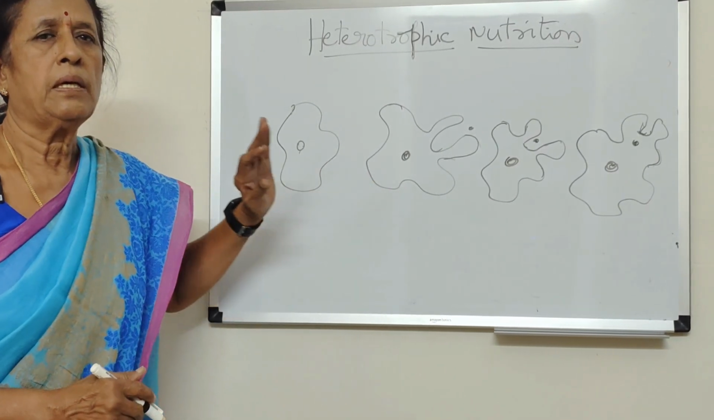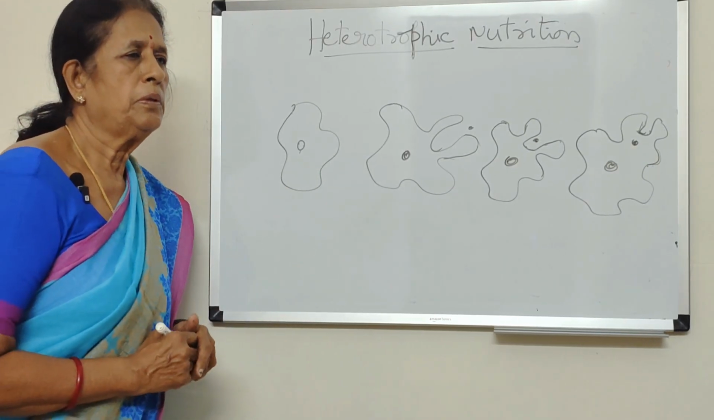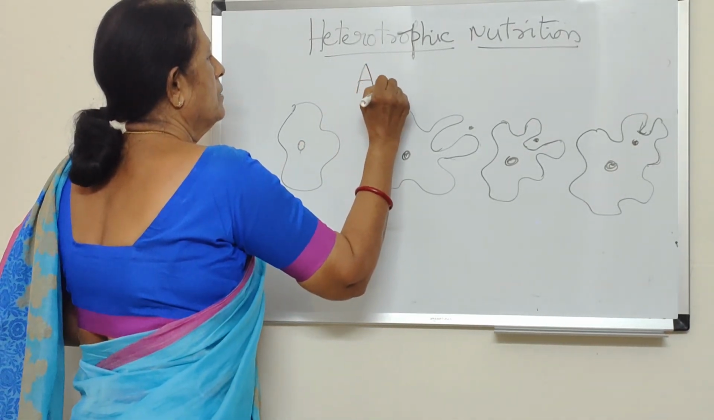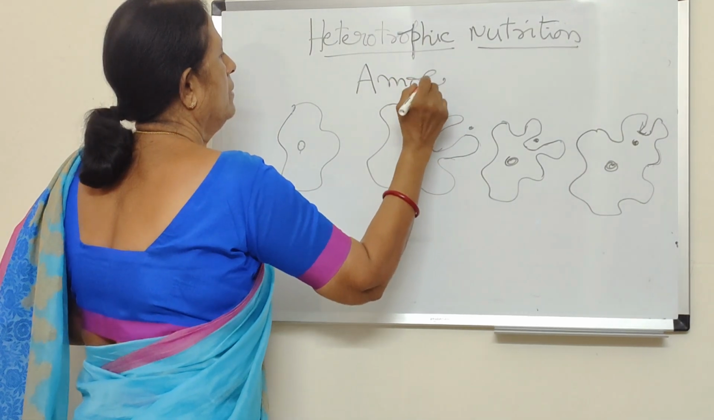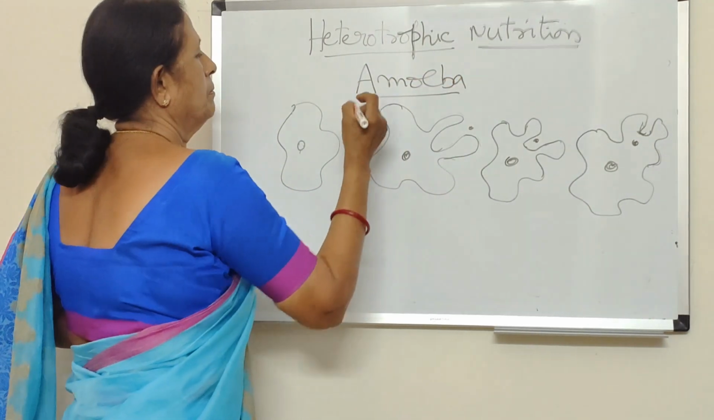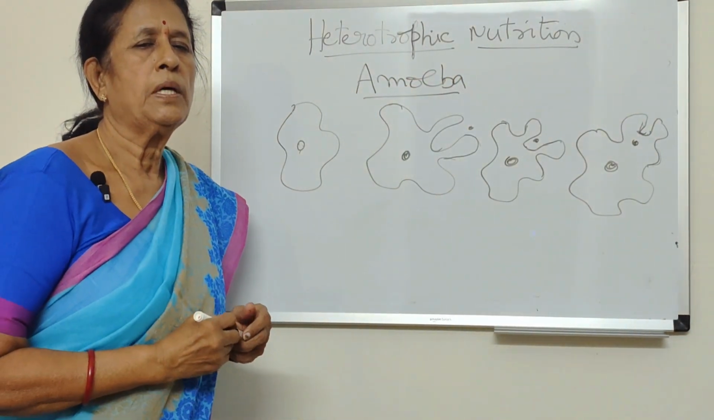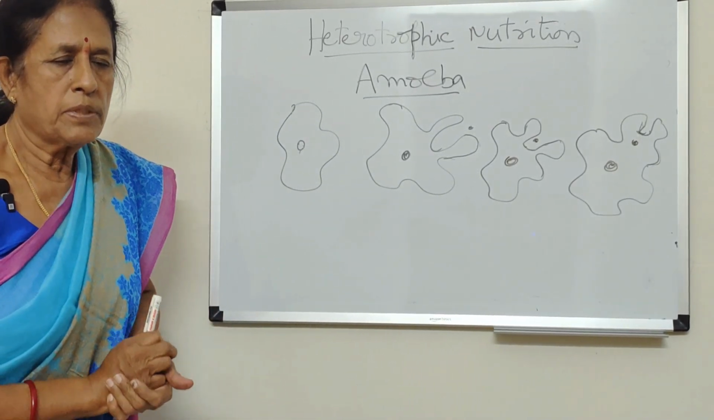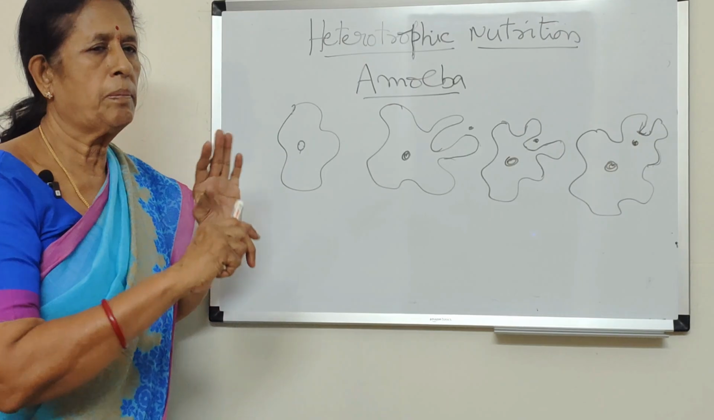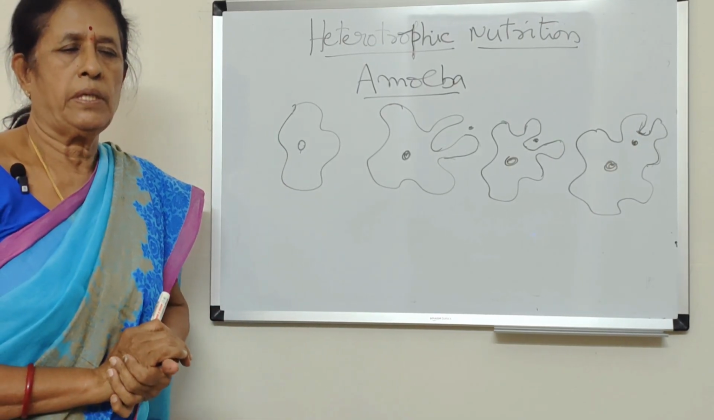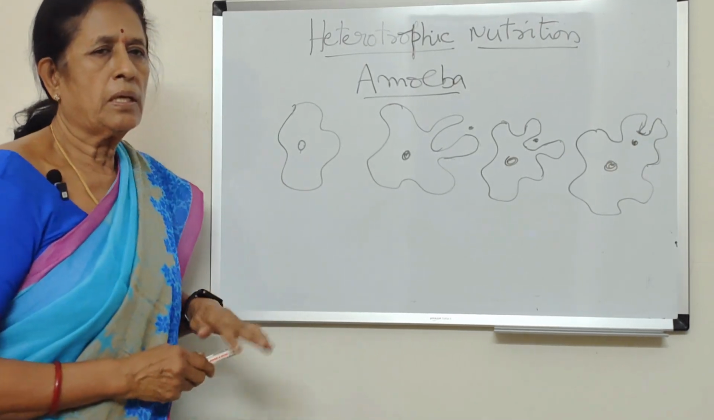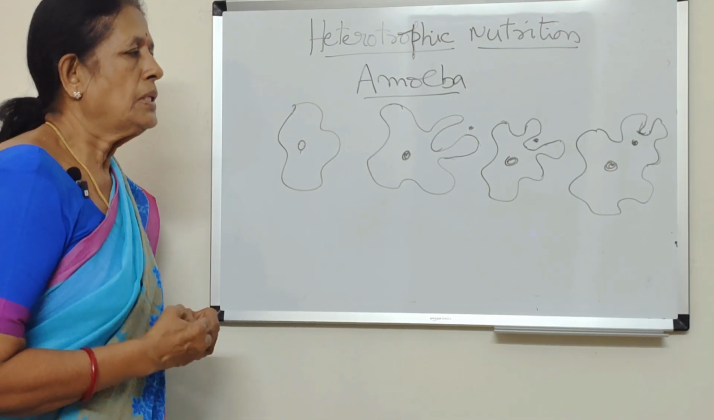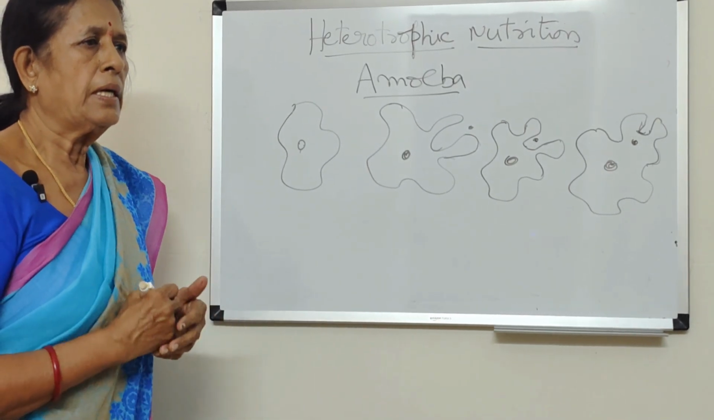First, let us see the very primitive type of nutrition in unicellular organisms like amoeba. Amoeba is a single-celled organism. It does not have any specific organ systems, and so the single cell performs all the activities. So amoeba is a living organism. For its survival, it requires food. So how does it get its food?